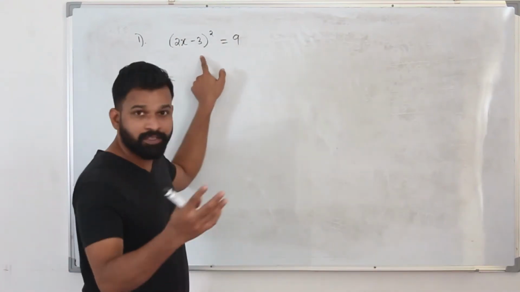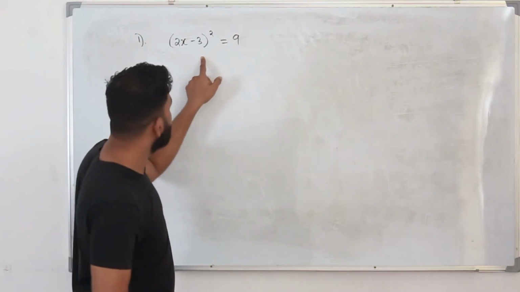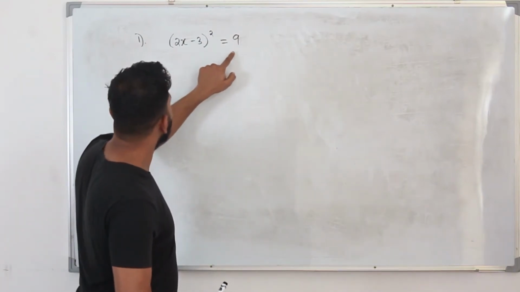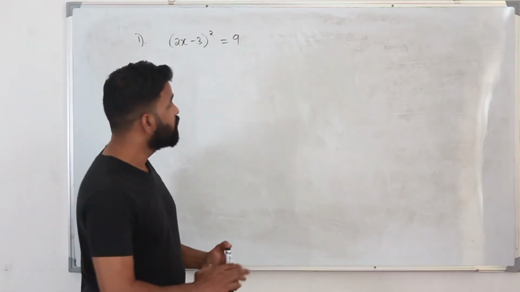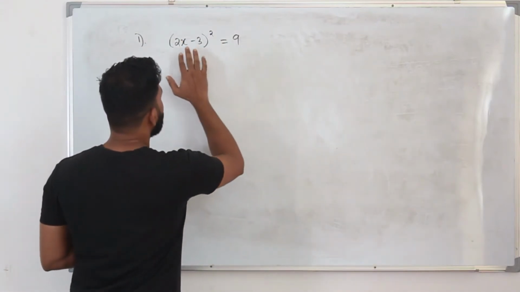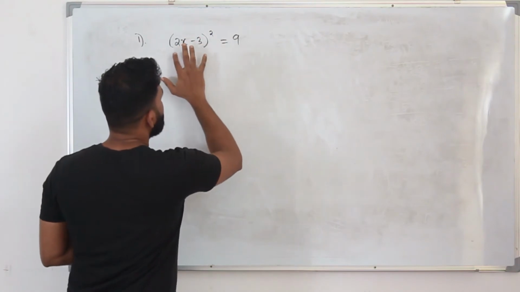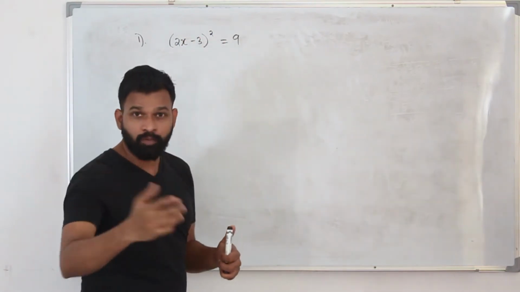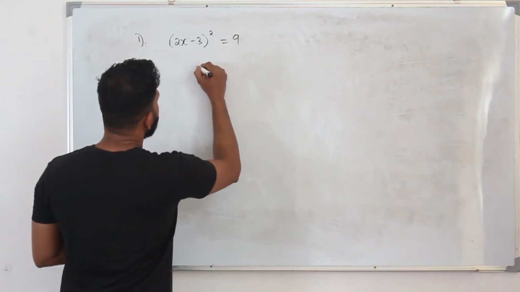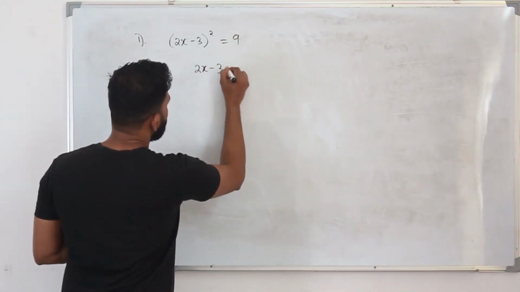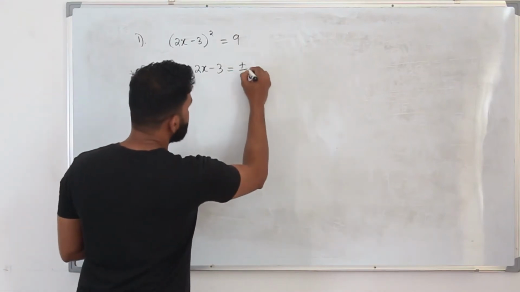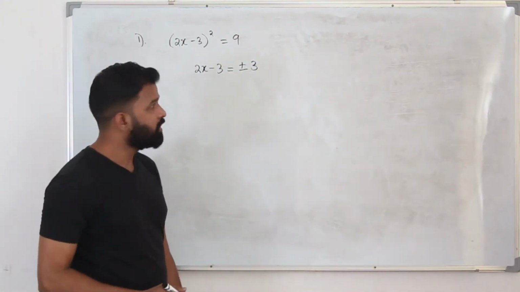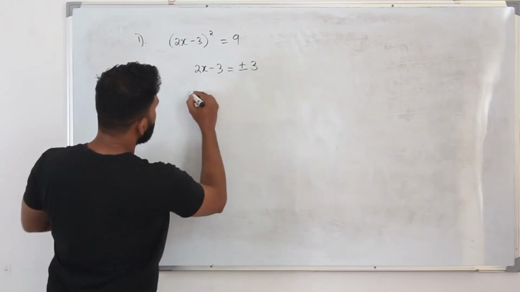This question has been taken from exercise 2a. You have this quadratic equation. They want you to solve by factorization. So you don't need to use the product sum method. When you have something like this, you can just take a square root on both sides. So this will become 2x minus 3, and the square root of 9 is plus or minus 3. It can be plus 3 or minus 3. So split them into two equations.